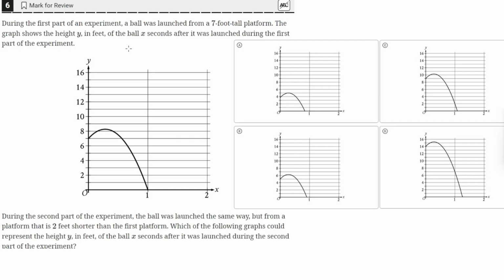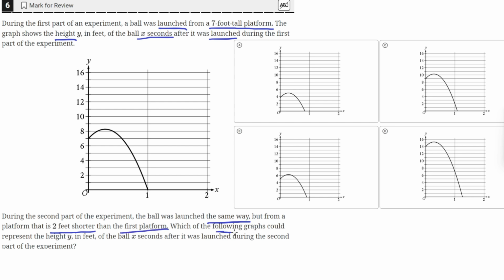During the first part of an experiment, a ball was launched from a 7-foot tall platform. The graph shows the height y in feet of the ball x seconds after it was launched during the first part of the experiment. During the second part of the experiment, the ball was launched in the same way, but from a platform that is 2 feet shorter than the first platform.